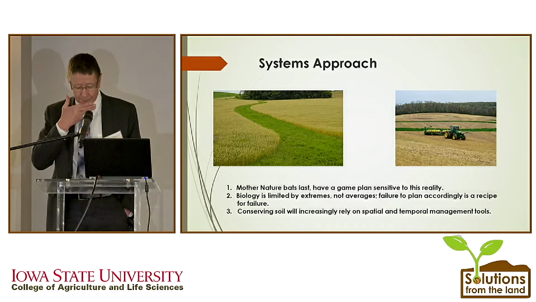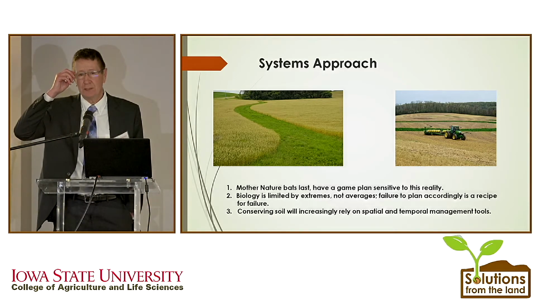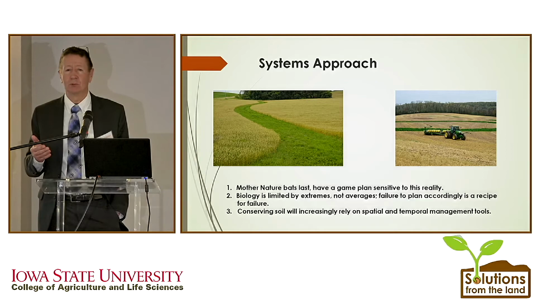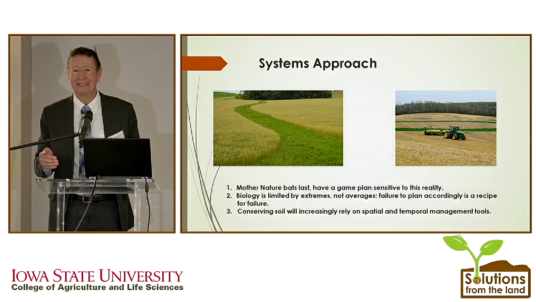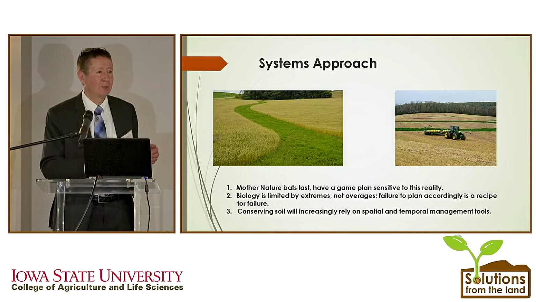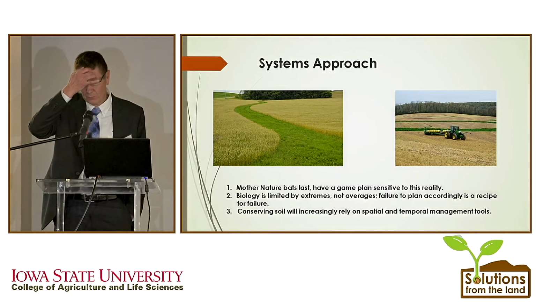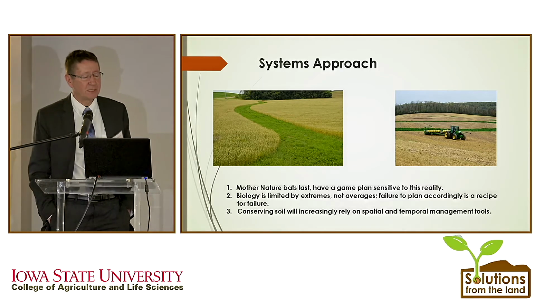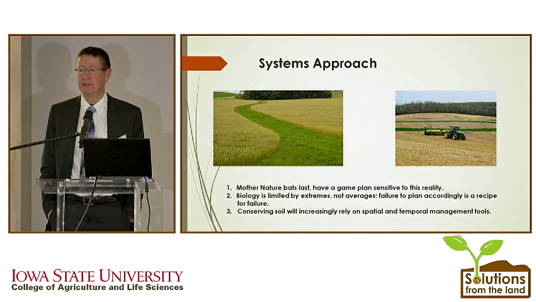So in closing, if we're going to address the kind of rainfall challenges that we see coming, that we're experiencing, we have to use a systems approach. We can't build a terrace big enough that's farmable to handle a 10 or 12-inch rain. The systems approach is going to be imperative. And I'll leave you with three thoughts, two of those from people much wiser than I. The top one is from a farmer in northeast Iowa, Tom Franz, and he always tells me, Mother Nature bats last. Have a game plan that's sensitive to this reality.